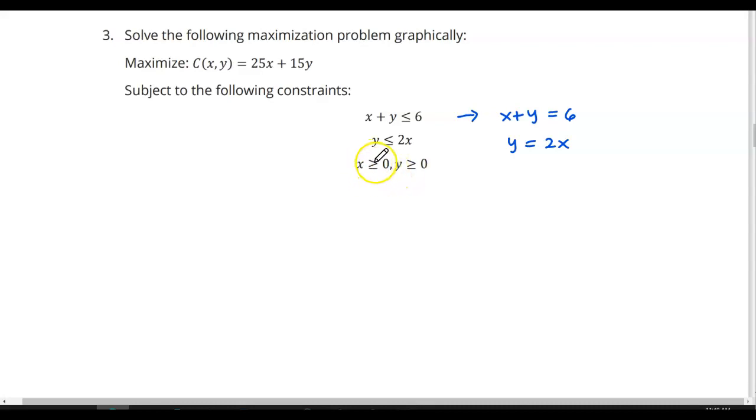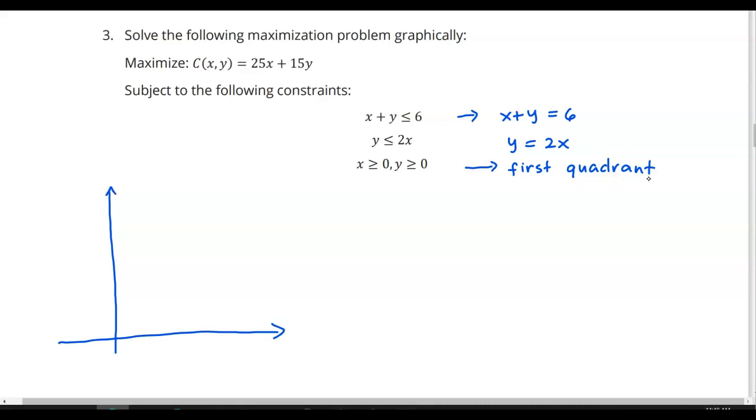Since x and y are both greater than or equal to 0, that means that it is on the first quadrant. For this one, you just have to know that these are all on the first quadrant. So we are going to graph our lines on the first quadrant. We can graph this by getting representative points. You can assign x values, and then you solve for y.